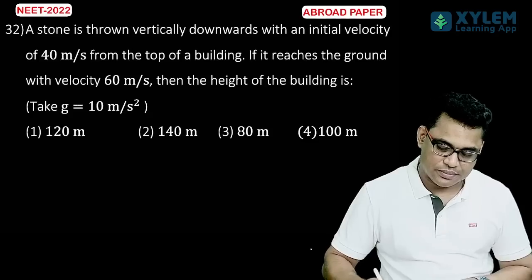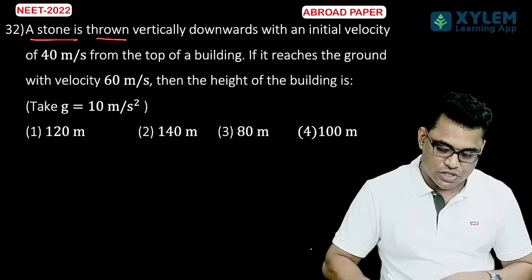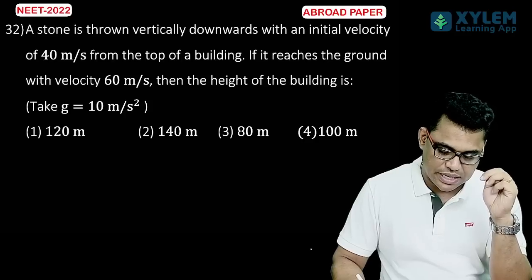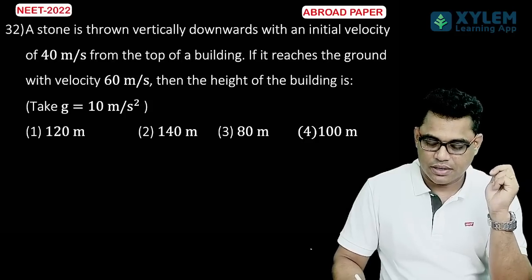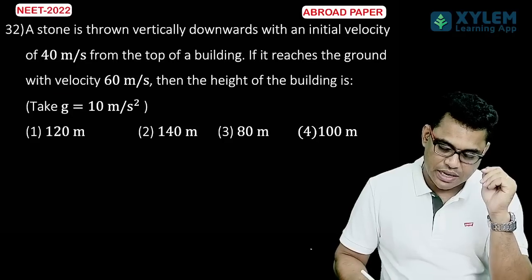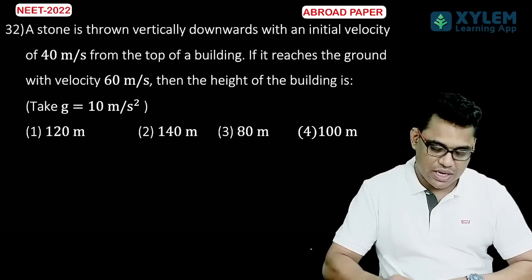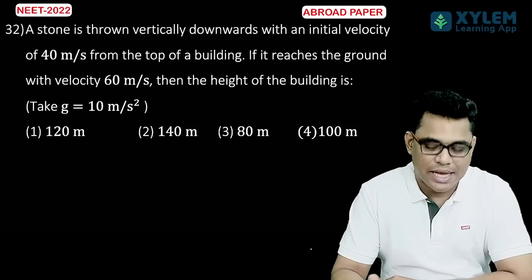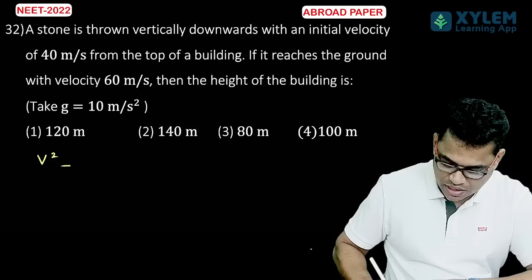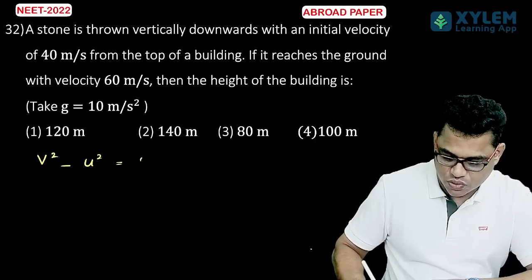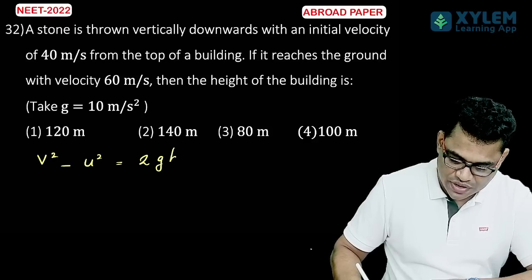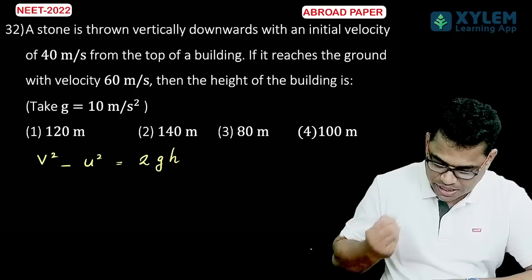32nd question. A stone is thrown vertically downward with an initial velocity of 10 meters per second from the top of a building. If it reaches the ground with velocity 60 meters per second, then the height of the building is? It is a uniformly accelerated motion. Therefore, we can directly apply this equation: v square minus u square is equal to 2as. Let me write g instead of a, and h, the height of the building, instead of s.